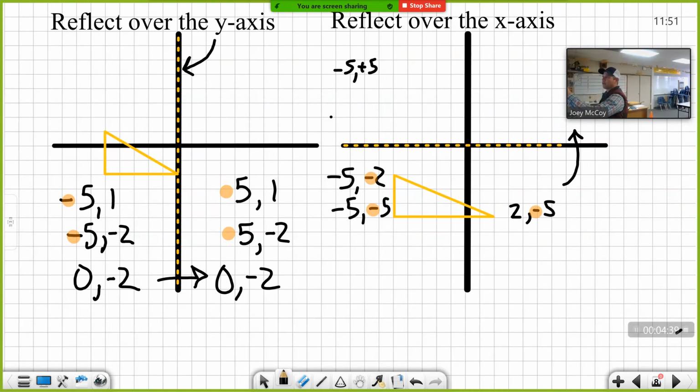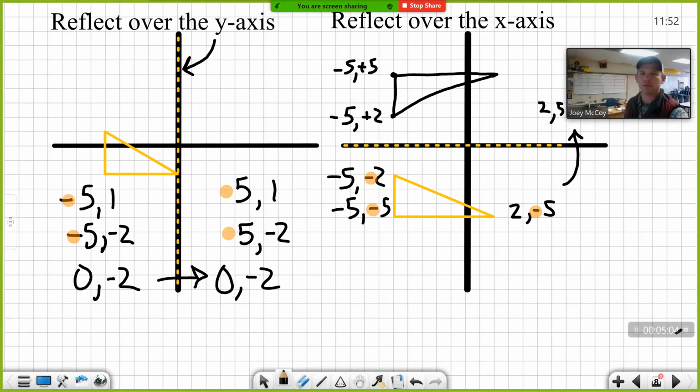+5. -5, +2. +2, +5. All I did was change the y value in my new coordinates. Now notice that the orientation of my triangle has flipped. Okay, it went from bottom to top, my mirror on the x-axis.